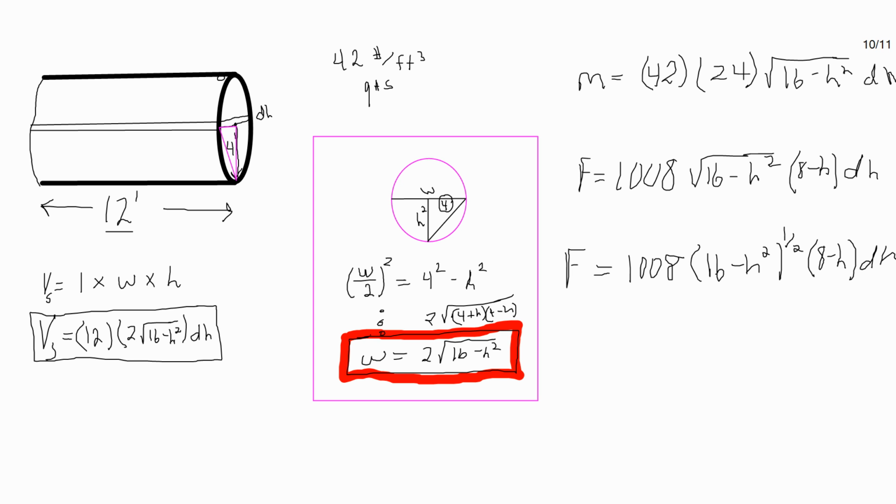Basically, you're going to get the work F equal to the integral from 0 to 8 of 1008 times 8 times 16 minus h squared to the 1/2 power, minus h times 16 minus h squared to the 1/2 power, dh.